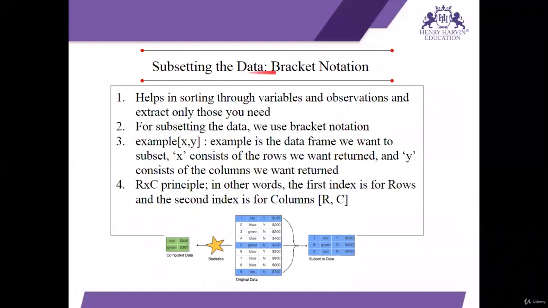So let's start with bracket notations first. Bracket notations help in sorting our variables and observations and extract only those which are in need. For subsetting the data, we use square bracket notations as you can see in the example, and it follows the RC principle, that is row into column principle, where X consists the rows from the data and Y will consist all the columns of the data.